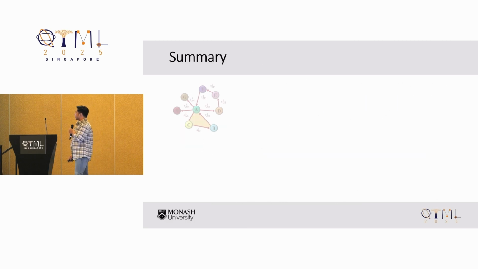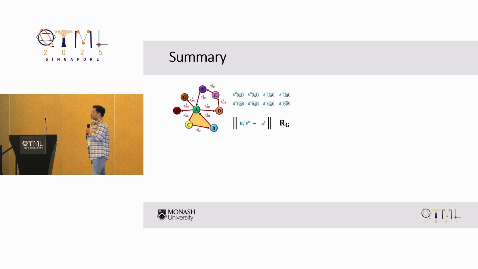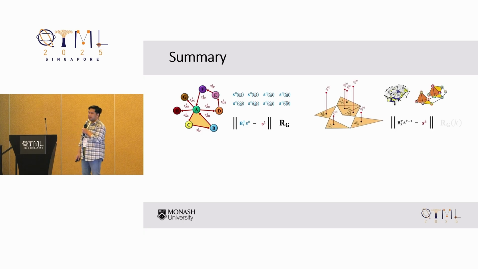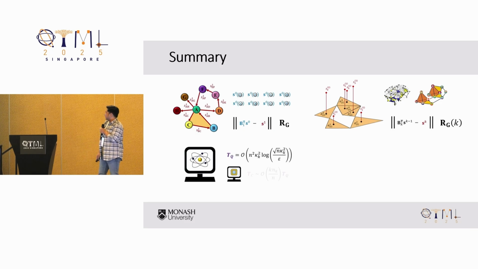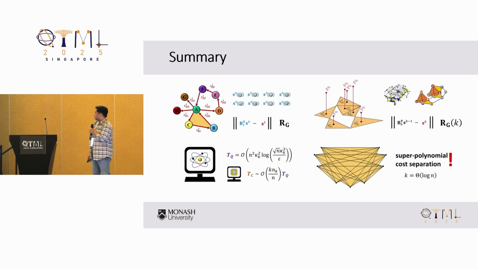Okay, as a summary, a statistical ranking problem can be represented as a graph, and HodgeRank can solve this problem approximately. We can extend this idea to higher order network data. Implementing K-HodgeRank on a quantum computer is way, way cheaper compared to implementing it on a classical computer. And we also show that we have a superpolynomial advantage if we consider this type of instance.